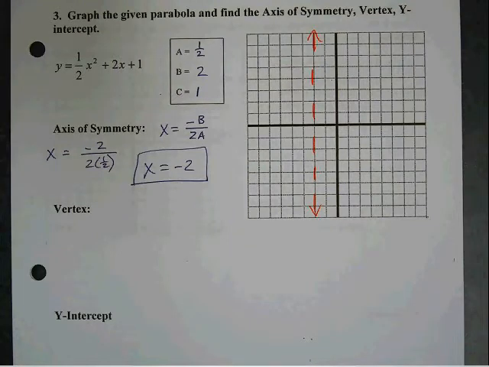Somewhere on that dotted line is what? The vertex. All right. Someone besides Grace, tell me, does this thing go up or down? It goes up. Is it normal, skinny, or fat, and why? Fat. Why? Because it's a smaller number. Okay, it's a little bit fatter, so this one's going to be a little bit wider. Is it going to be really wide? No, a little bit wider. All right, so let's find that vertex.